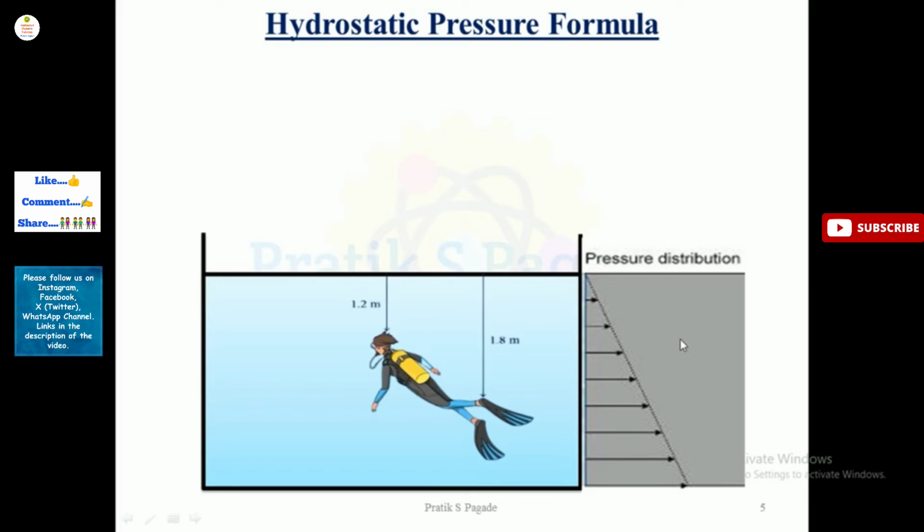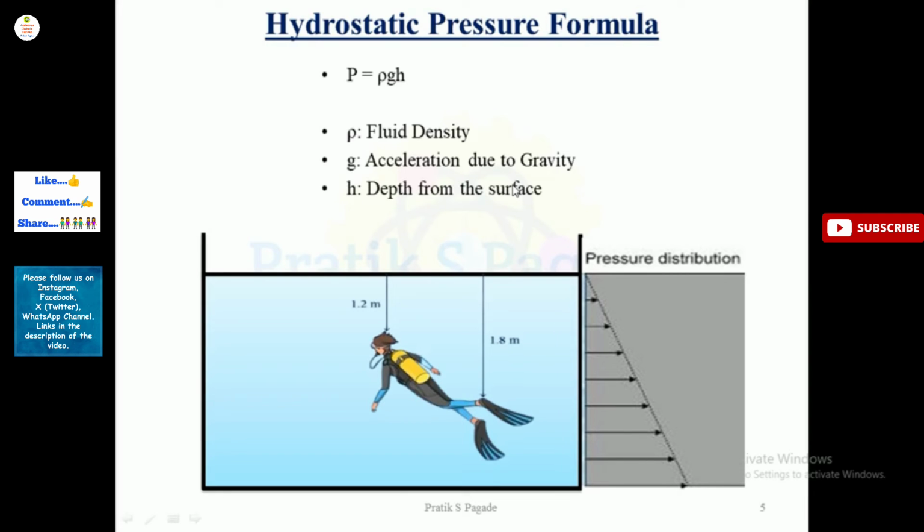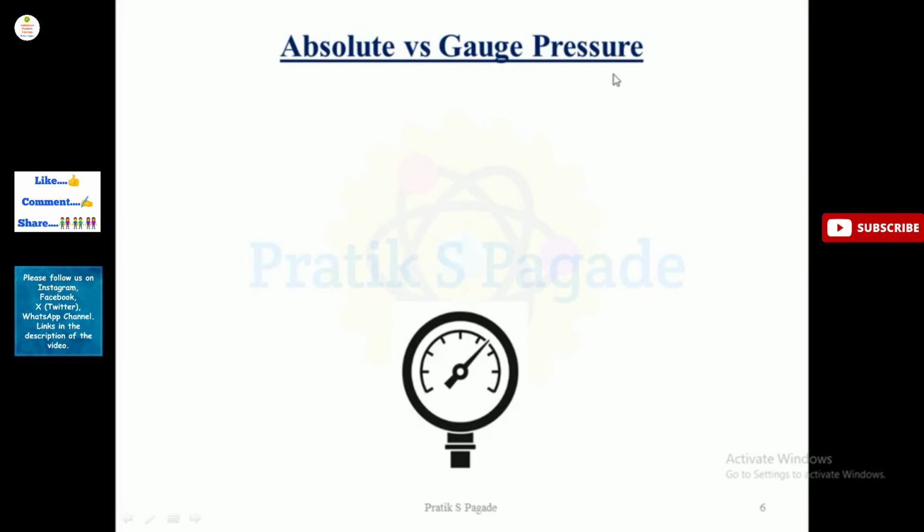Okay, so now let's see here, P is equal to rho GH, pressure is equal to rho GH. Here rho is the fluid density, G is the acceleration due to gravity, H is the depth from the surface of water or fluid. Now further see here, absolute versus gauge pressure. Gauge pressure is equal to rho GH in our case, and absolute pressure will be equal to atmospheric pressure plus gauge pressure, that is rho GH.